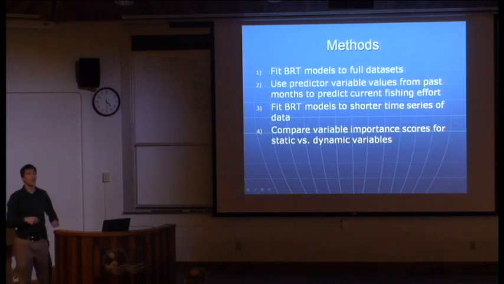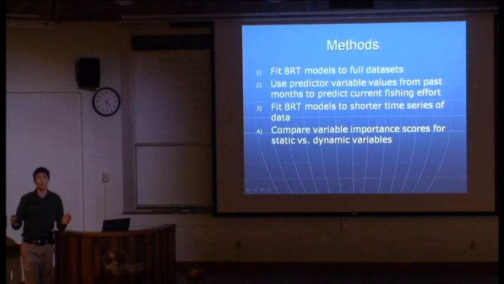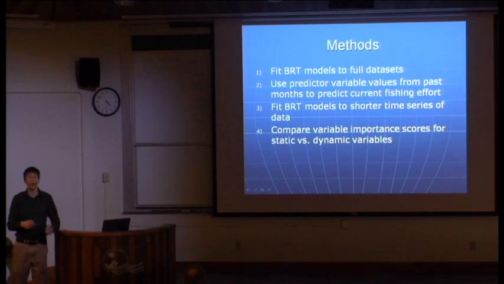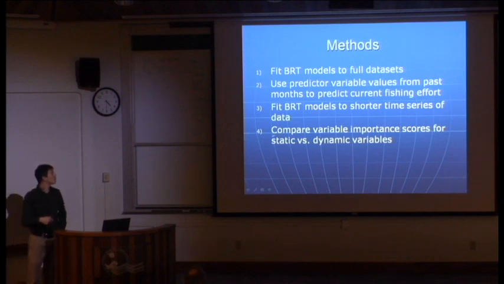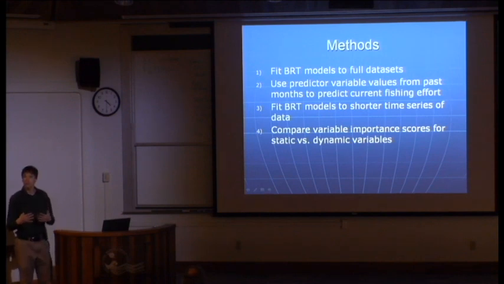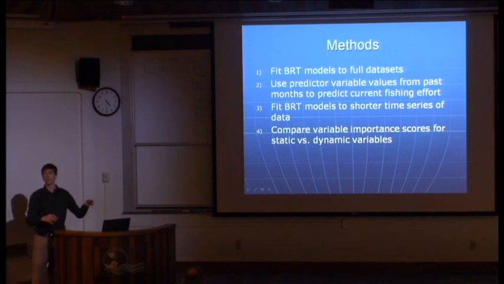For the third question, we fit the trees to shorter time series of data. So we said, okay, what would it be like if we only had 3 years of data, or 4 years, or 5 years? How well would the model perform then? So we actually fit the trees to those data sets and saw how well they were performing. And then finally, for the fourth question, we compared the variable importance scores, which is a way of telling you which variables are important in the model, for the static versus the dynamic variables, for both the drift gillnet fishery and for the albacore troll fishery, to assess how important having a predictive modeling approach is for avoiding bycatch in these fisheries.